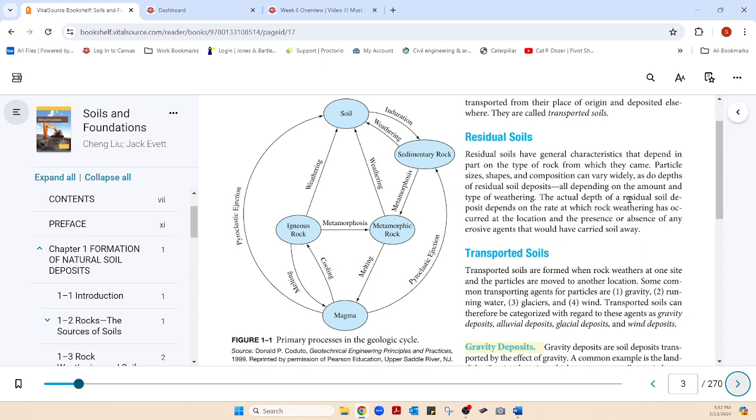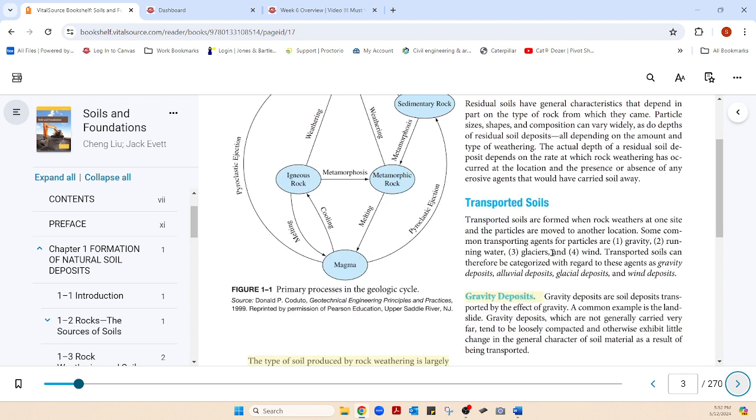Residual, they kind of stay where they are relative to where they were formed. Then there are transported soils, and you can assume that these are formed when rock weathers at one site and the particles are moved to another location. Some common transporting agents for particles are gravity, the weight, they just fall apart, running water for sure, creeks, rivers, glaciers, we'll get into that a little bit, and wind.